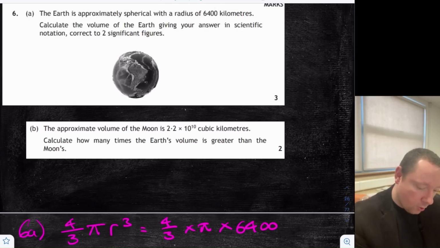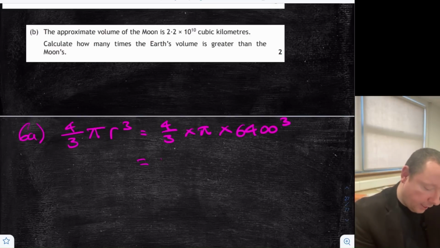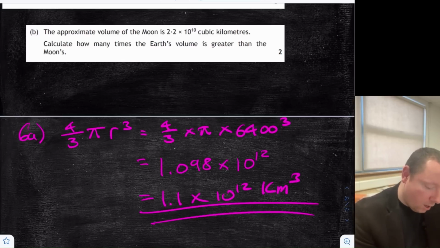6,400 cubed. That equals 1.098 times 10 to the 12, which we round to two significant figures, so that's 1.1 times 10 to the 12 kilometres cubed for our final mark.